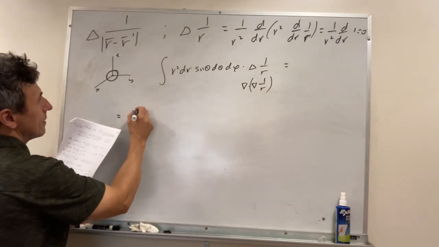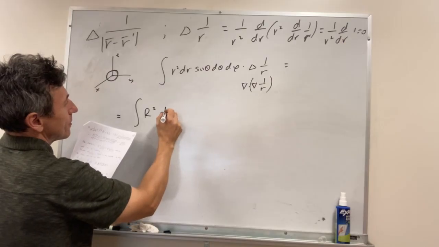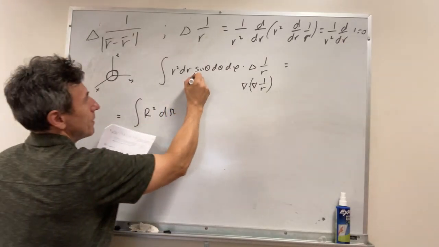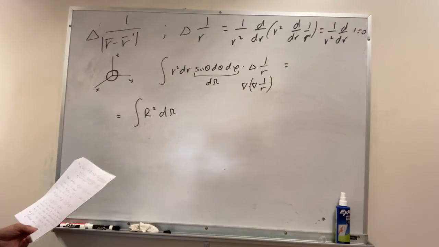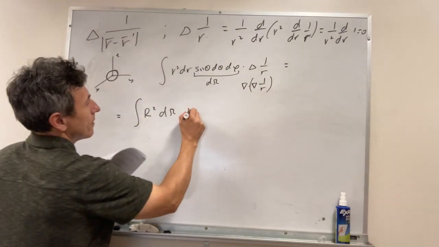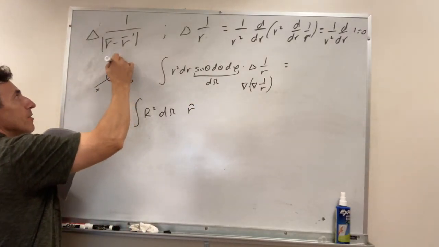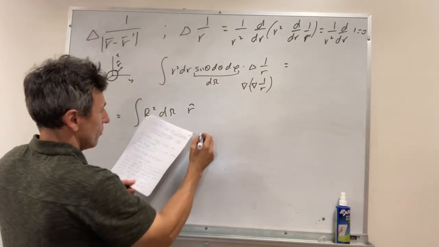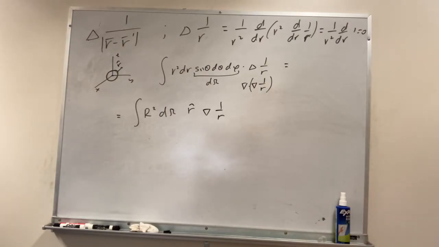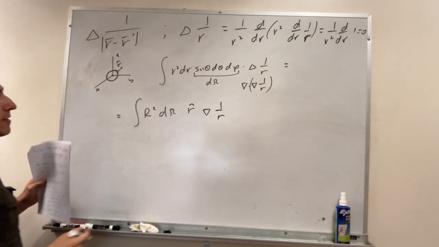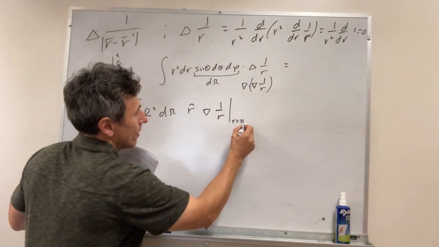So it will be the integral of r squared, integral over angles. Let's call this the solid angle. So this is a combination, it's called the solid angle. And this will be the flux. So it will be the unit vector r, which is exactly the direction of the normal. And this will be the gradient of 1 over r. So we need to calculate this exactly at the surface of this sphere of radius R, so when r is equal to R.